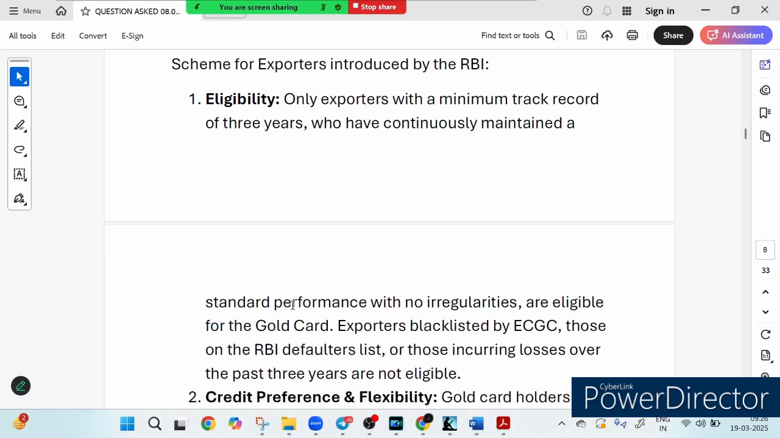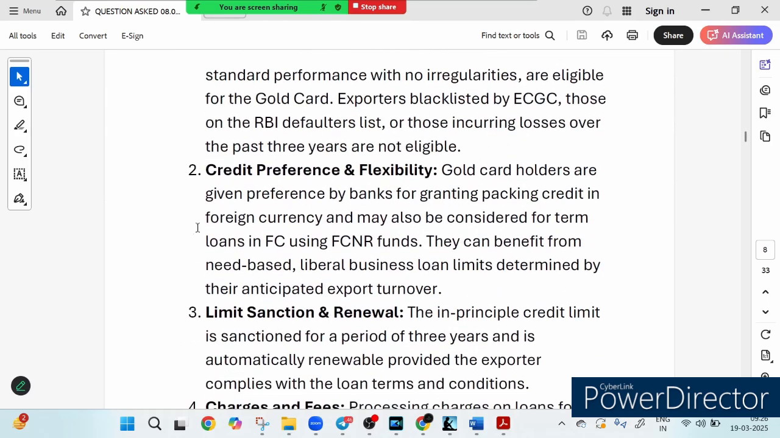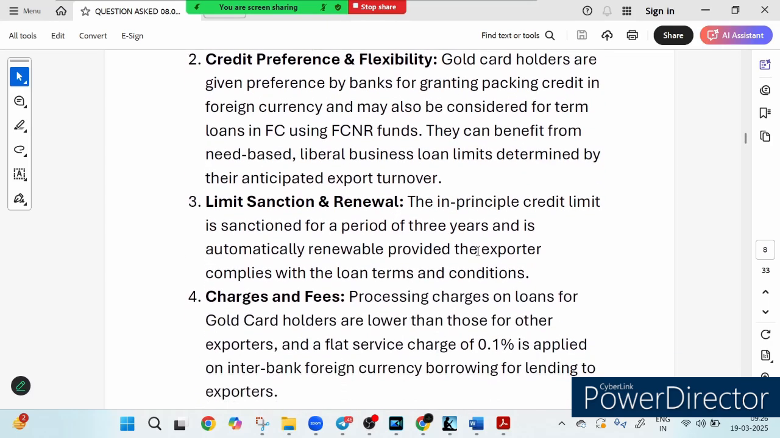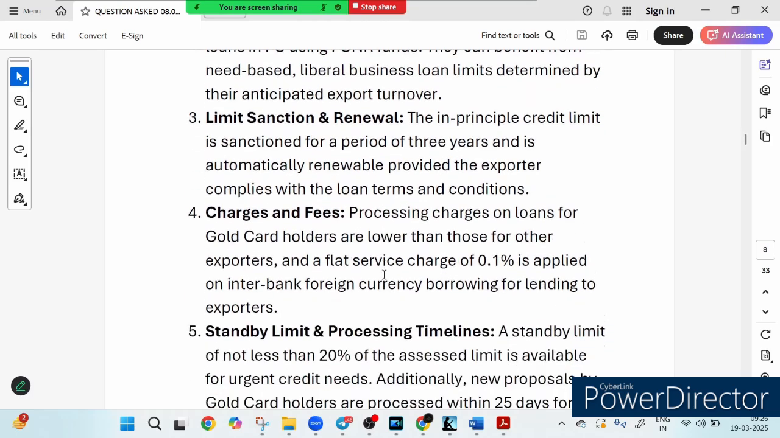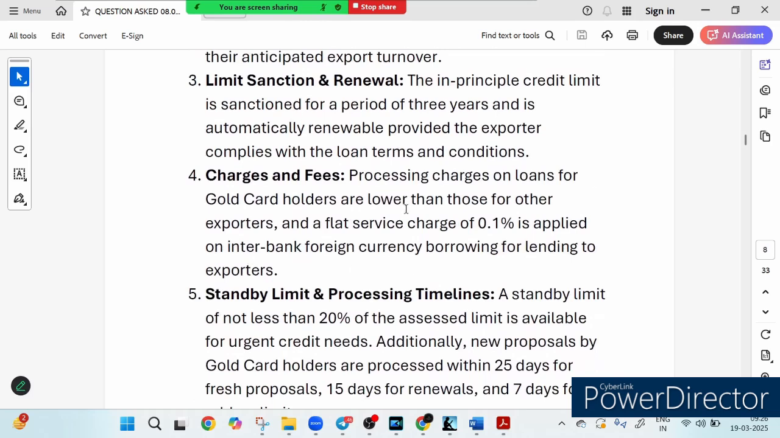Statement number 1, eligibility. Only exporters with a minimum track record of 3 years who have continuously maintained a standard performance with no irregularity are eligible for the gold card. Statement number 2, gold card holders are given preference by banks for granting packing credit in foreign currency and may also be considered for term loans in foreign currency using FCNR funds. Statement number 3, the in-principle credit limit is sanctioned for a period of 3 years and is automatically renewable provided the exporter complies with the loan terms. Statement number 4, processing charges on loans for gold card holders are lower than those for other exporters, and a flat service charge of 0.1% is applied on interbank foreign currency borrowing.